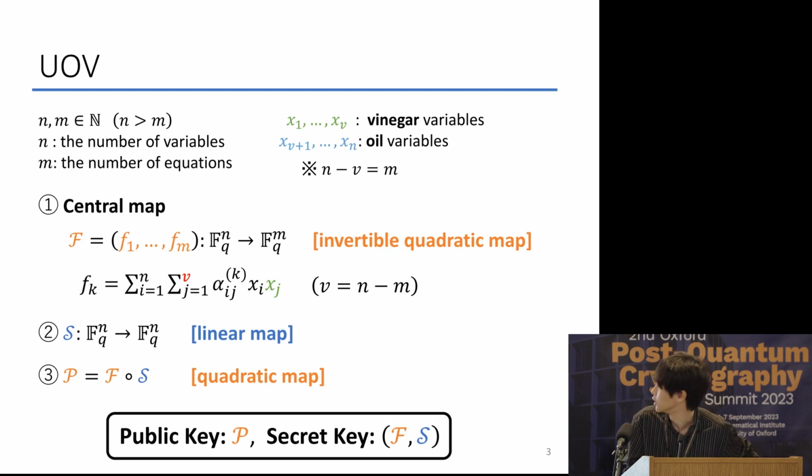This is the key generation of UOV. First, we generate an invertible quadratic map F from F_q^n to F_q^m, called the central map. Each polynomial f_k can be written as a sum of monomials alpha_ijk x_i x_j, where x_i is chosen from all n variables, while x_j is chosen from the Vinegar variables. Then we generate a linear map S randomly from F_q^n to F_q^n. Finally, by composing F and S, we obtain the public key P, and F and S are the secret keys.